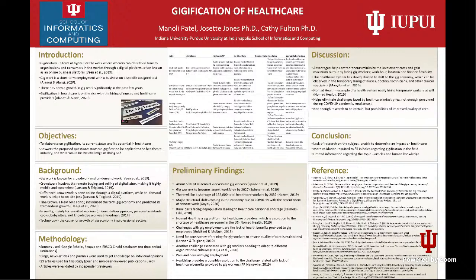So for the results section, we found that nearly 50% of millennial workers are currently part of the gig economy, and based on the current growth rate, it has been estimated that gig workers will become the major workforce by 2027. Likewise, there is also a need for gig work, especially in healthcare. It has been estimated that there will be a shortage of 122,000 total healthcare workers by 2032. And due to the COVID-19 pandemic, there may also be structural shifts coming in the economy, where the recent norm of remote work will become more common. So there might be an increase in knowledge workers as well.